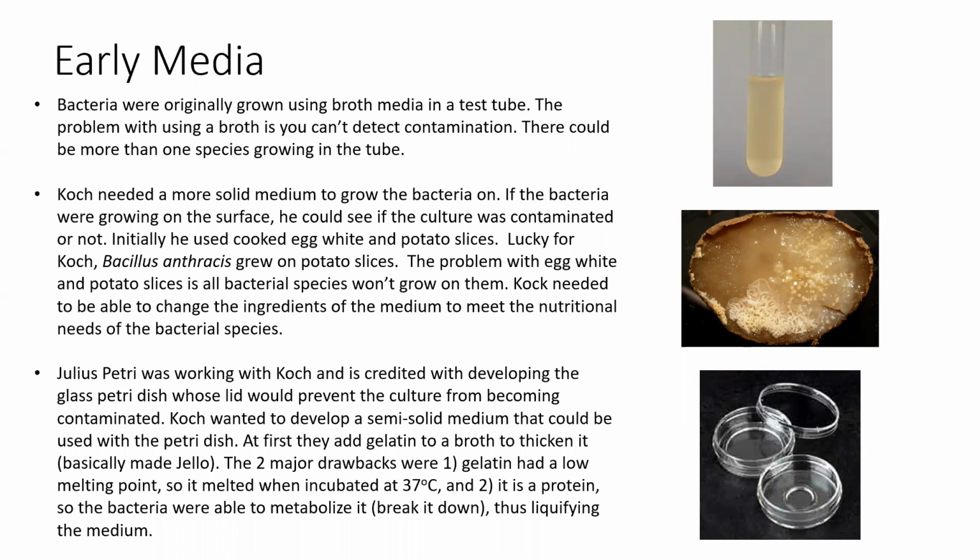So one of the main ingredients that Koch was using was gelatin, right? Which is what we use in Jell-O. But there were a few big flaws with gelatin. Gelatin has a pretty low melting point. So when they were putting these gelatin plates in an incubator at 37 degrees Celsius, which is about our body temperature, they were starting to melt, right?